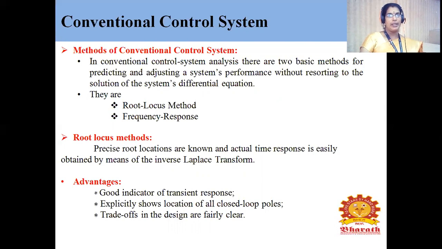First, we'll discuss in detail the root locus method. Precise root locations are known and the actual time response is easily obtained by means of an inverse Laplace transform. By plotting the poles and zeros, we can obtain the root locus response for the given transfer function. The advantage of the root locus method is that it is a good indicator of transient response. We have discussed in the previous videos that we have two responses: one is transient response and the other is steady state response. If you want to indicate the transient response, then the root locus method will be a precise one.